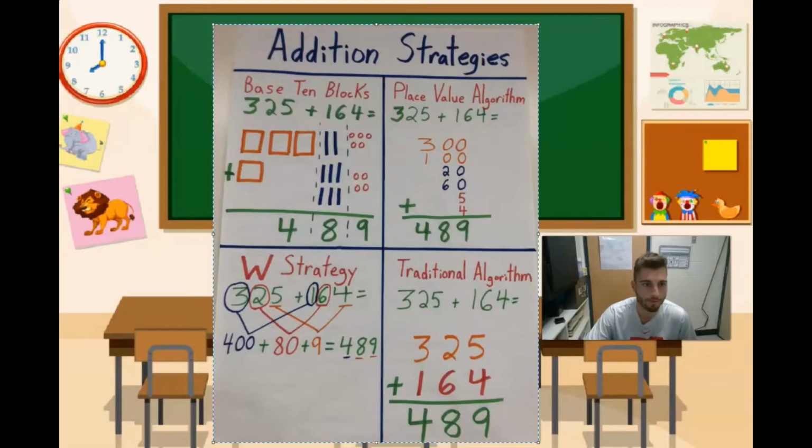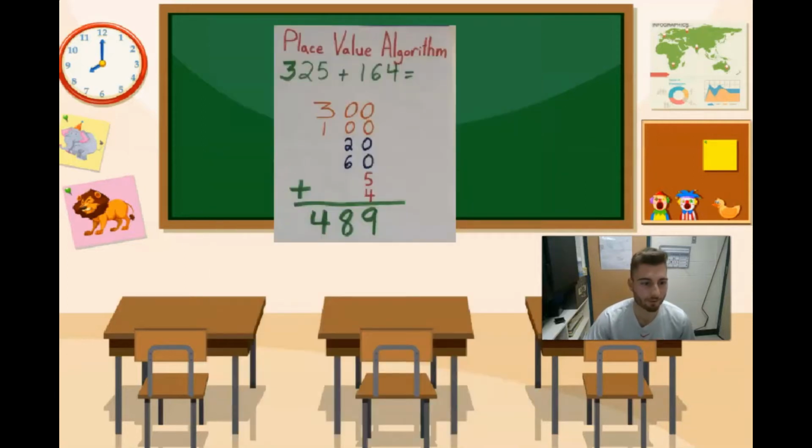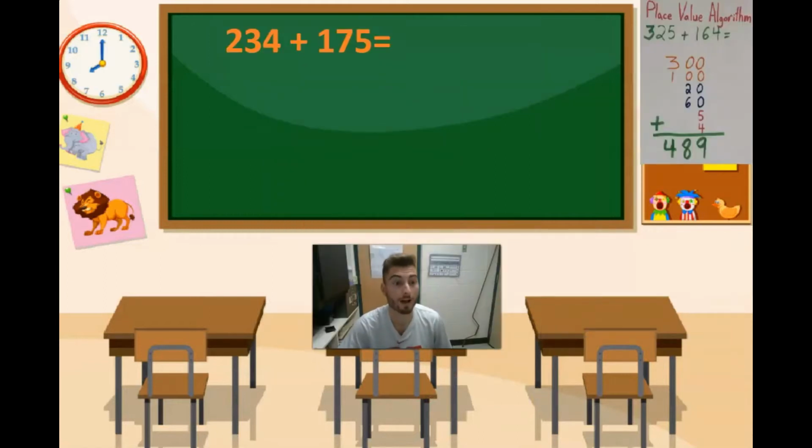So it's important to note that we are practicing the W strategy or the place value algorithm strategy. Please choose one of those two. In this specific video, we're going to be working on the place value algorithm strategy. For our first example, let's do 234 plus 175. For the place value algorithm, remember we're looking at each place value and adding the value of that place value together. What does that mean again? Well, let's do it together.